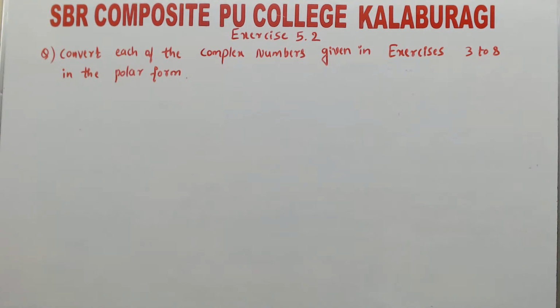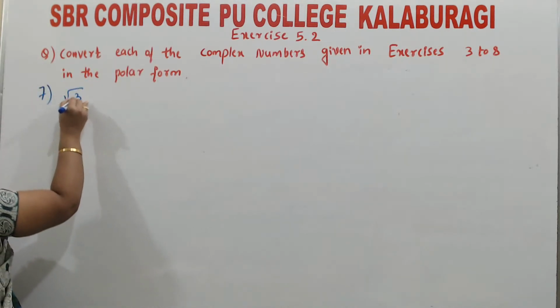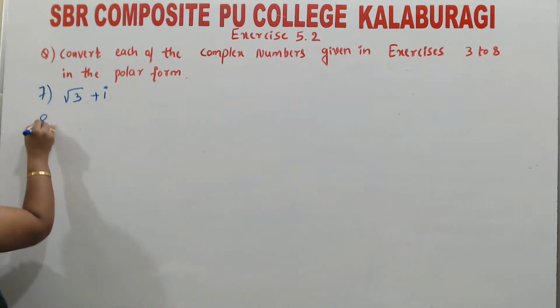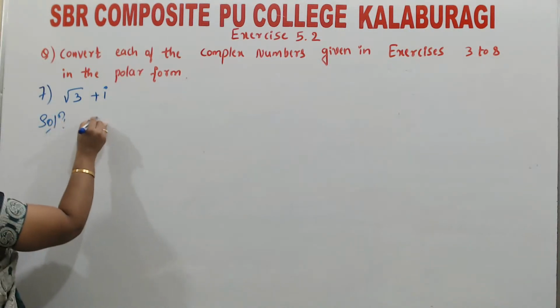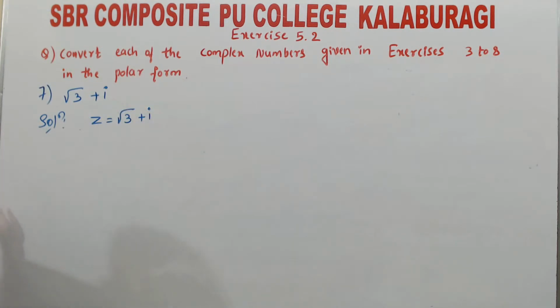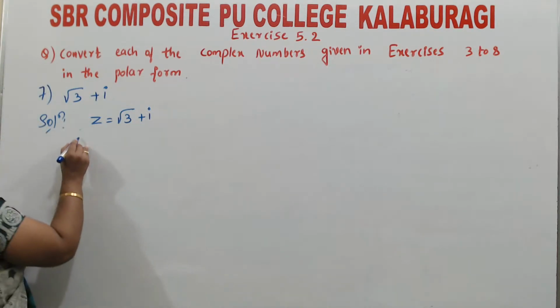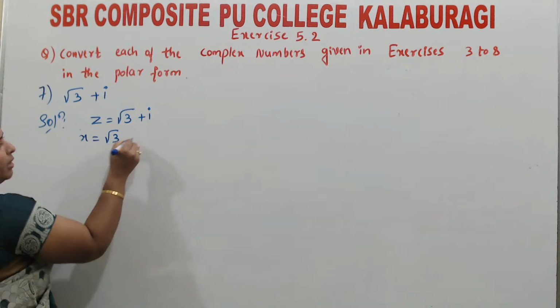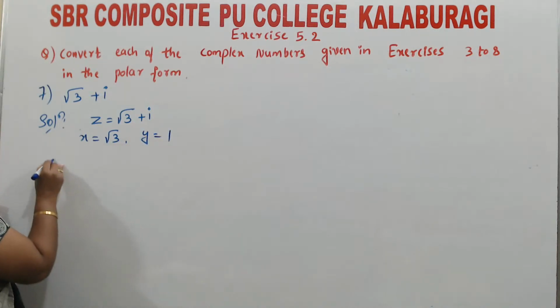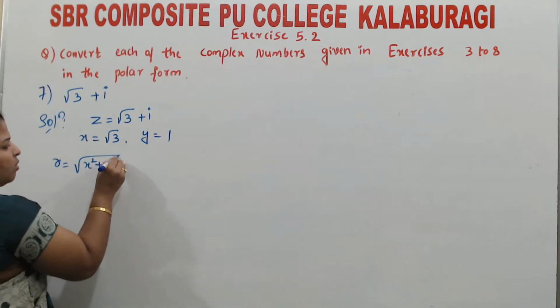Seventh one is root 3 plus i. Seventh question. Root 3 plus i. Solution. Given complex number z is equal to root 3 plus i. Then what is our x here? X is equal to root 3. Y is equal to 1. Then what is r? R is equal to square root of x square plus y square.